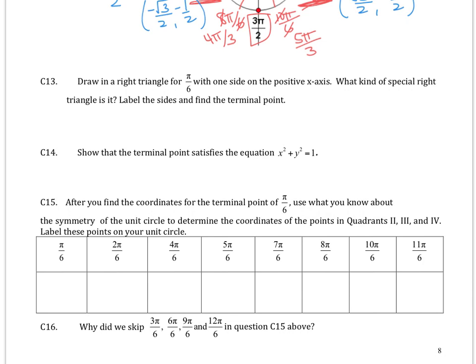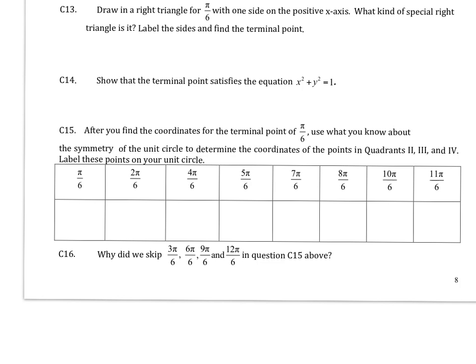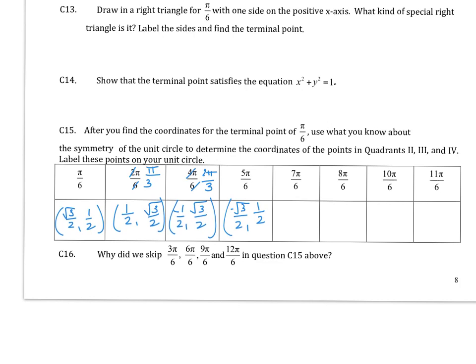So let's look at all the coordinates for the terminal points of pi over 6. And we're going to fill out this lovely little chart. So pi over 6, we had root 3 over 2, comma, 1/2. 2 pi over 6, remember, went down to pi over 3, and it was the other way round. 4 pi over 6 is 2 pi over 3, still the other way round, but with a negative x because quadrant 2. 5 pi over 6, got to switch them back because now we're working with the other one, but the x is still negative.